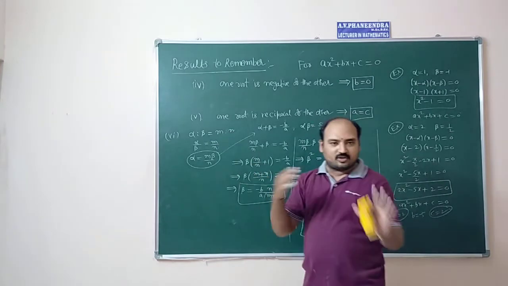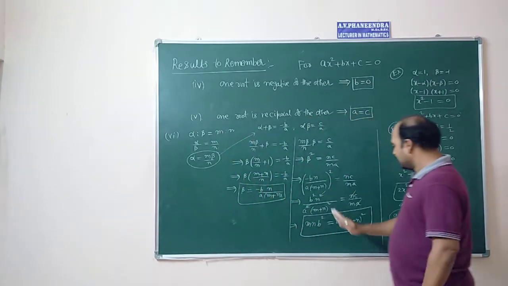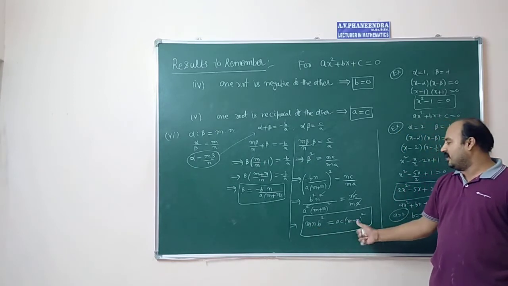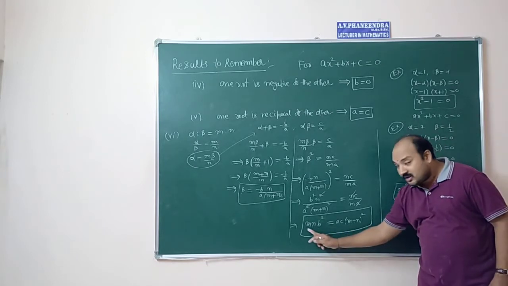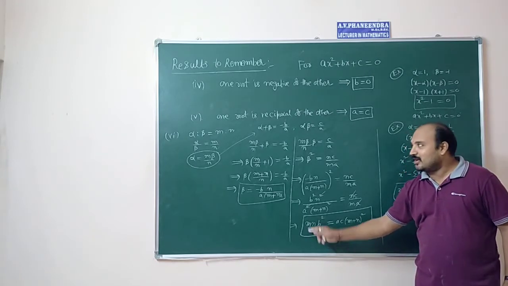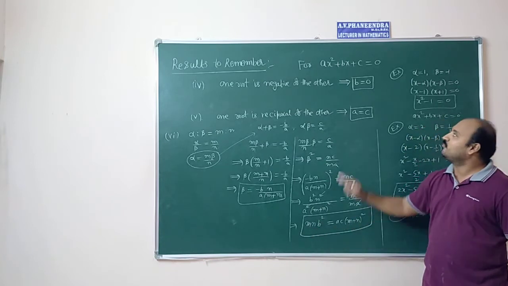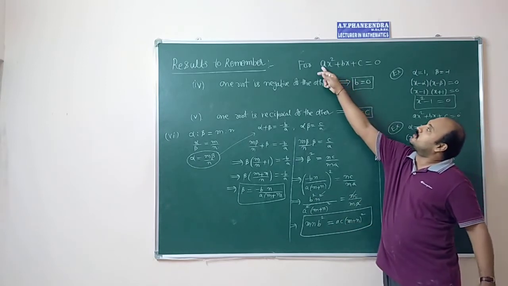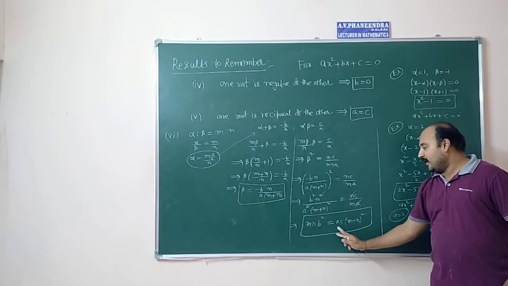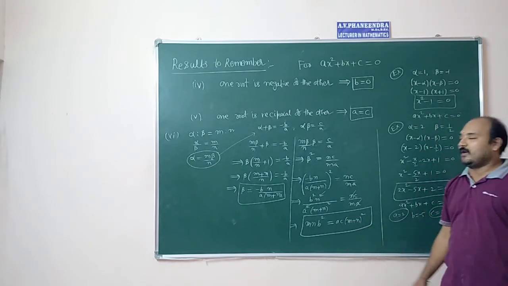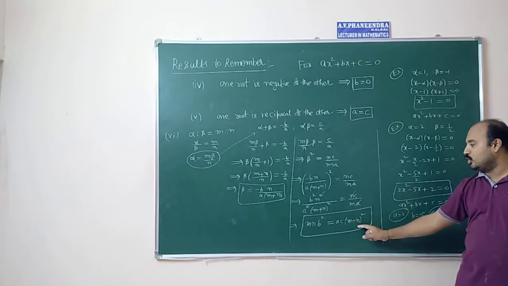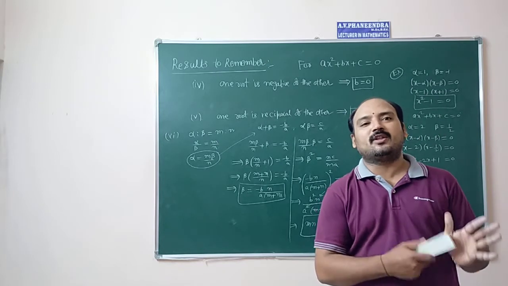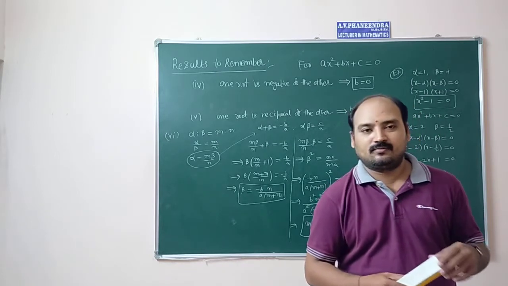Suppose it is in the ratio 5 is to 6, in place of m put 5 and in place of n put 6, and substitute in this formula. mn into b square equal to ac into m plus n whole square. Here mn is the product of the ratio m is to n, and b square is equal to ac, the product of the first term and the last term constant, into the sum of the ratio m plus n whole square. Like this we will discuss. After that we will start some examples based on the roots and their properties.